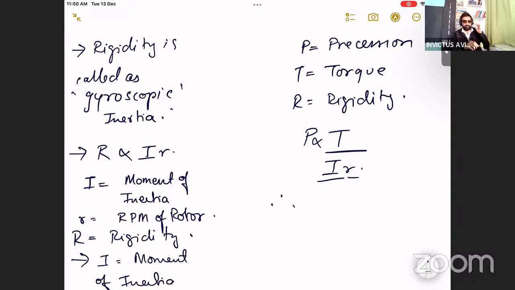Yes, sir. And so this torque disturbs the rigidity and changes the direction from the original direction by a shift in the axis of the rotor from its original rigid position. And the precession will always act 90 degrees in the direction of rotor rotation after the torque is applied on the spin axis. And precession is directly proportional to the torque upon rigidity.